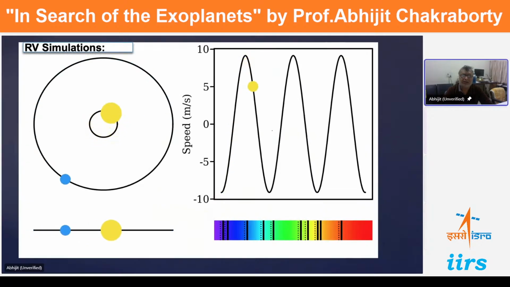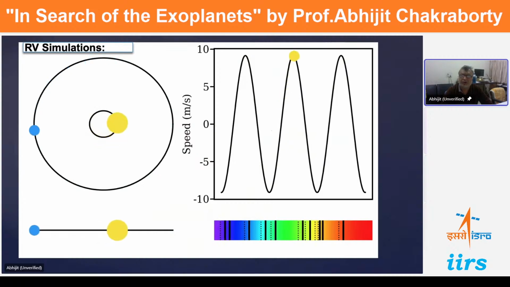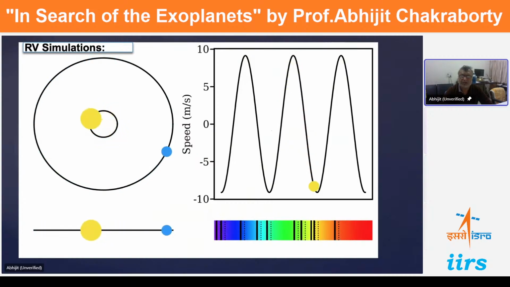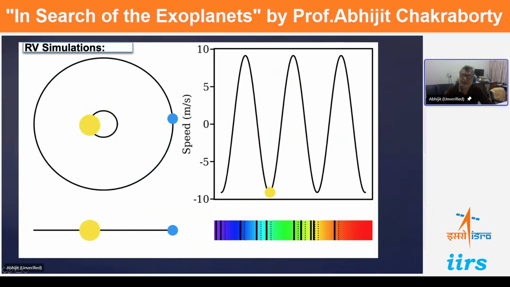You can see in the radial velocity simulation that as the star wobbles, its spectral lines in the star spectra also wobble, and if your instrument is precise enough to determine this wobbling, then you can measure the existence of the planet around the star precisely by measuring its mass and its orbital period.